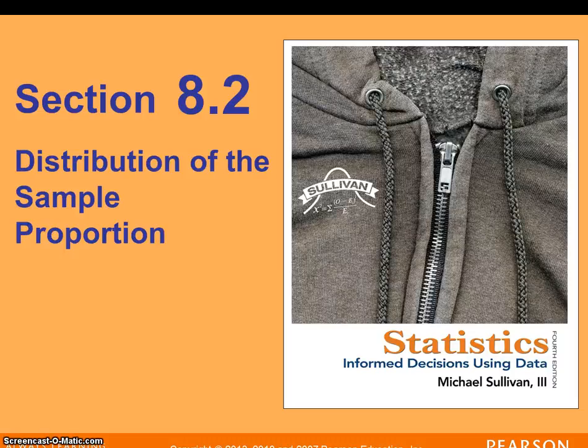Hi everybody. So the next section we're going to look at is section 8.2 on the distribution of sample proportions. We looked at the distribution of the sample mean in the last section, and now we're going to look at population proportions, or percentages of the populations that have a particular characteristic or not, and their distributions.